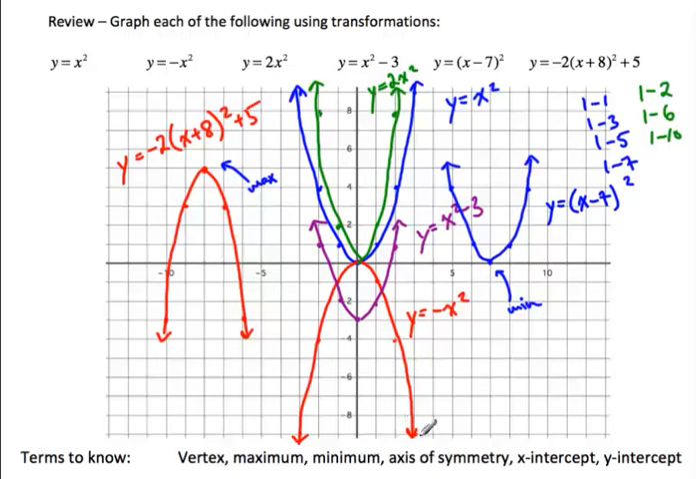Axis of symmetry is the line that goes through the vertex and divides the function vertically into two symmetrical halves. In this case, because we've moved the function left by 8, the axis of symmetry is x is equal to negative 8. Whereas in this case over here, we've moved the function right by 7, so the axis of symmetry is the line x is equal to 7. In the original function, it was the line x is equal to 0. And also be aware of the terms x-intercept and y-intercept, which you've seen many times before.